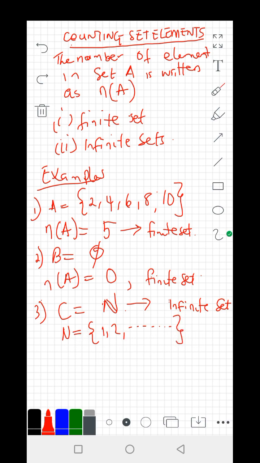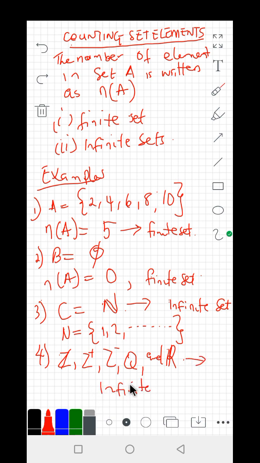The same applies to other examples of infinite sets such as integers, positive integers, negative integers, rational numbers, and real numbers. All these are sets in which you cannot count their members. So these are infinite sets. Okay, so that's it for that.